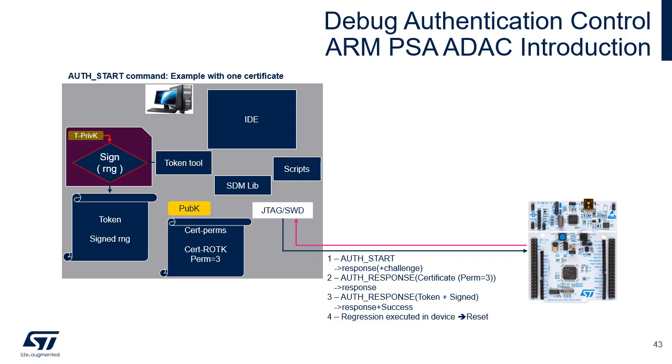In this scenario, a unique certificate is provided by the host, which is the root certificate. When the authentication succeeds, a regression may be necessary and a reset must be applied.